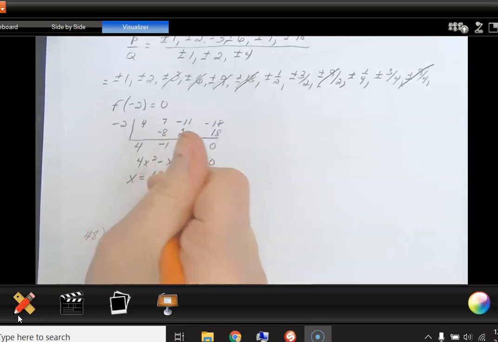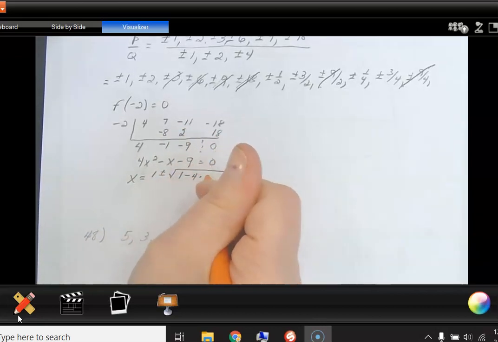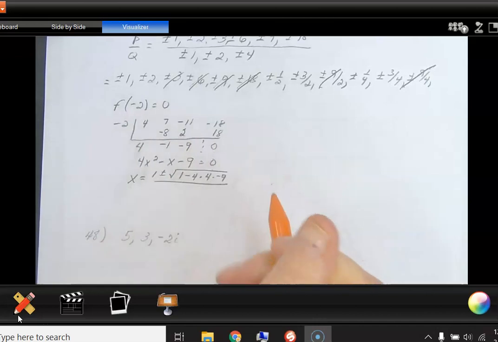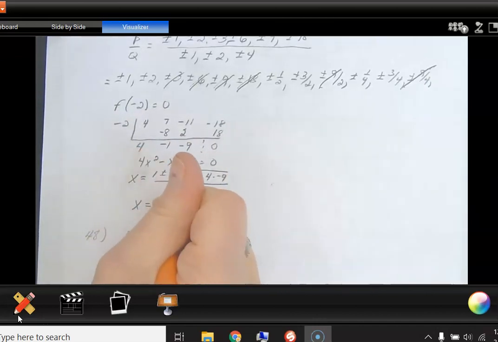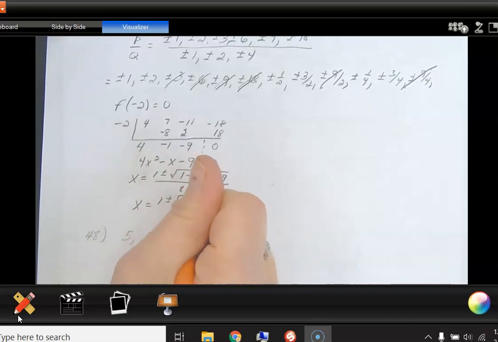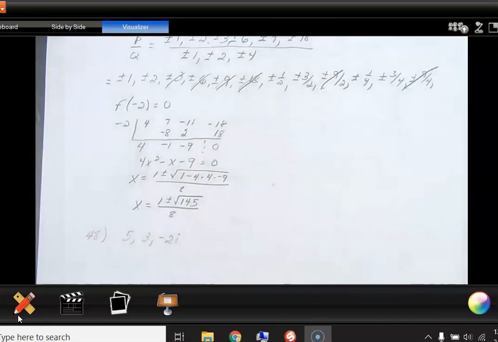x equals a negative b's 1 plus or minus the square root of 1 squared is 1 minus 4 times a times c, which is 4 times -9, all over 2 times a is 8. x equals 1 plus or minus the square root of 145 all over 8. I don't think that simplifies.